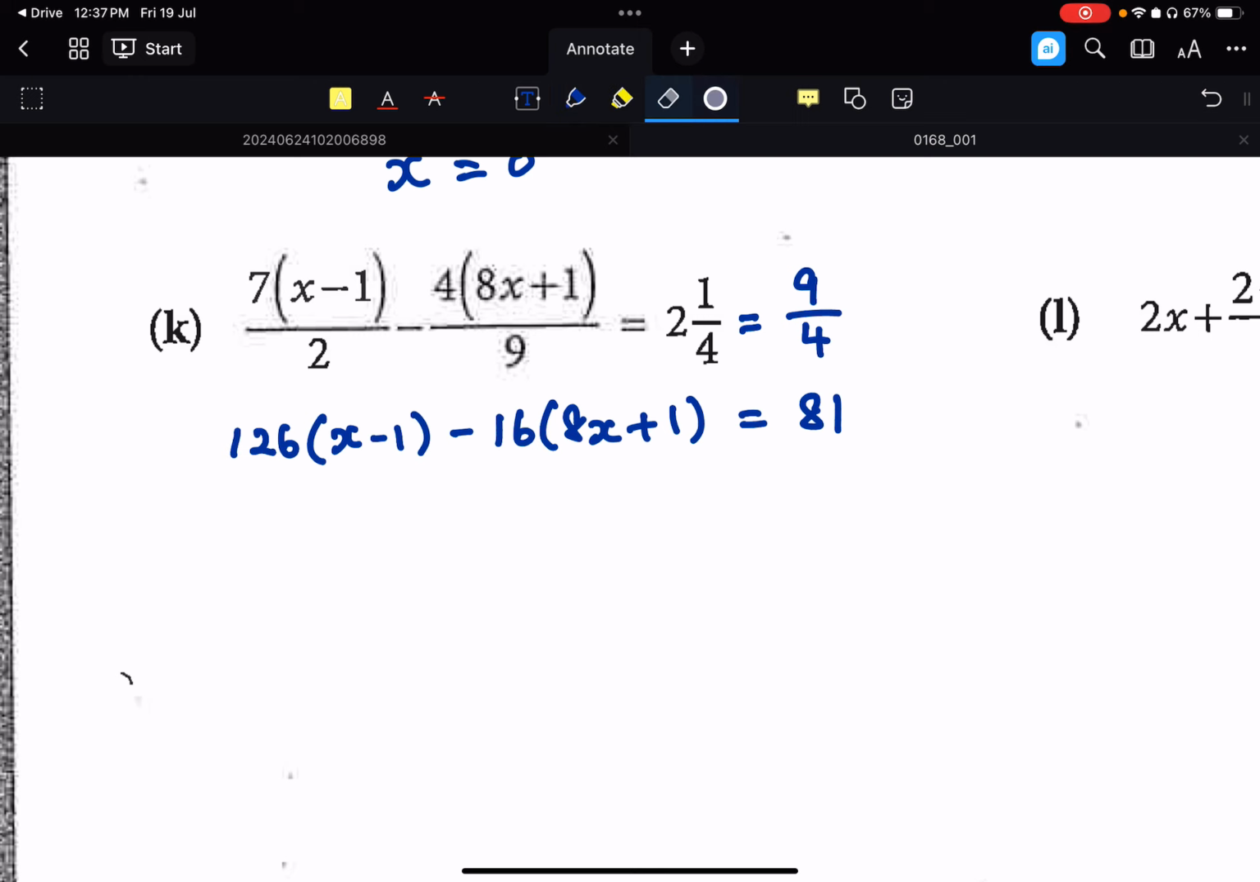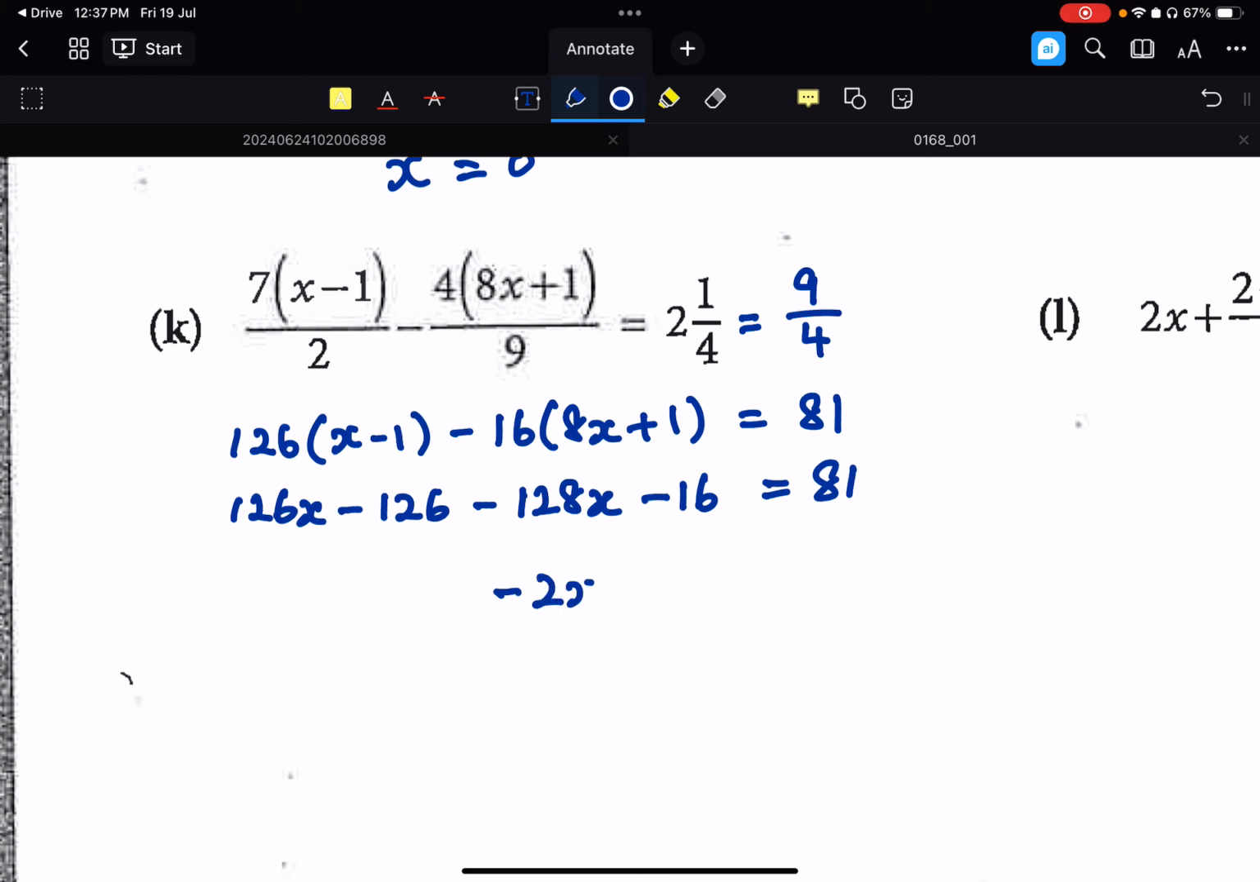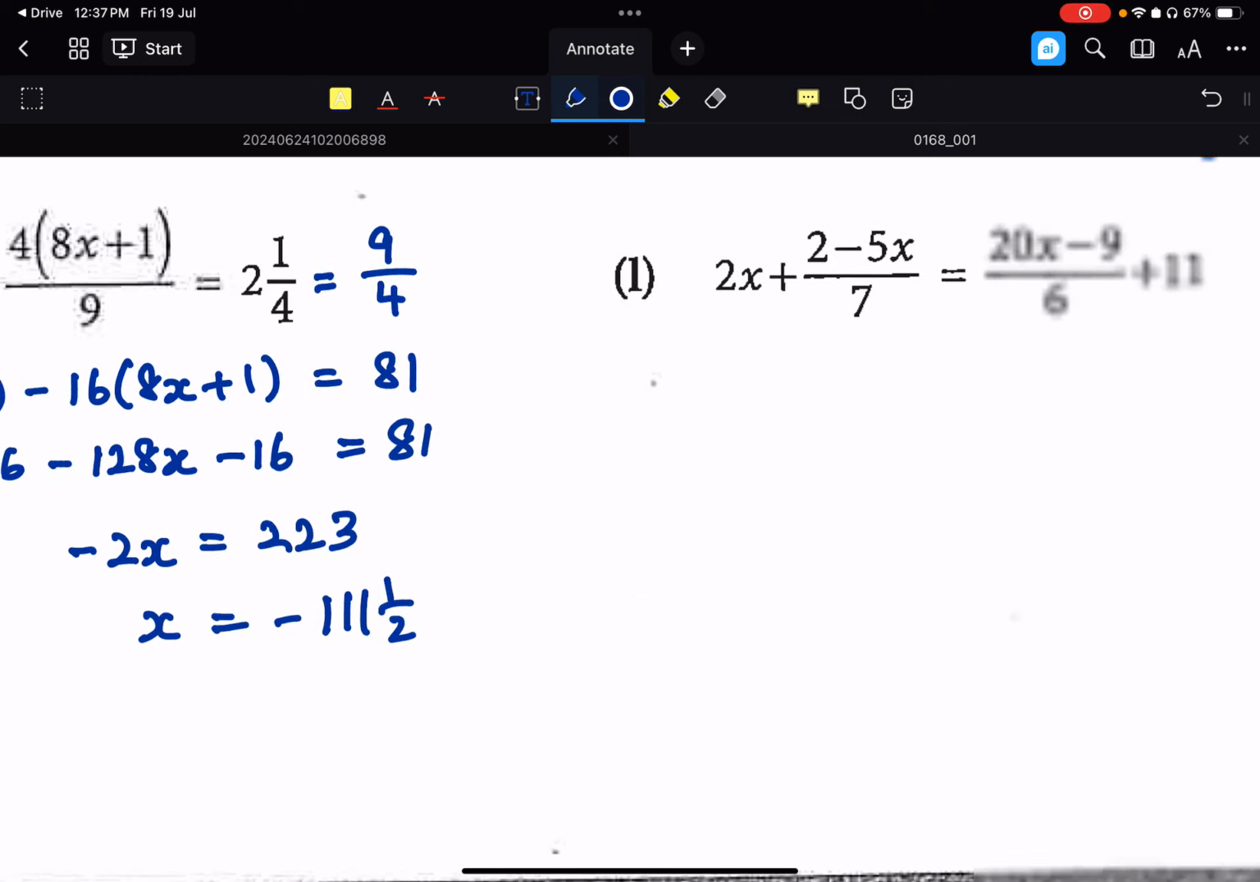Then, of course, after that, we expand carefully. 126x minus 126 minus 16 times 8 gives us 128x. So 128x minus 16 equals 81. So negative 2x equals 81 plus 126 plus 16, 223. So x equals negative 111.5. Nice number.